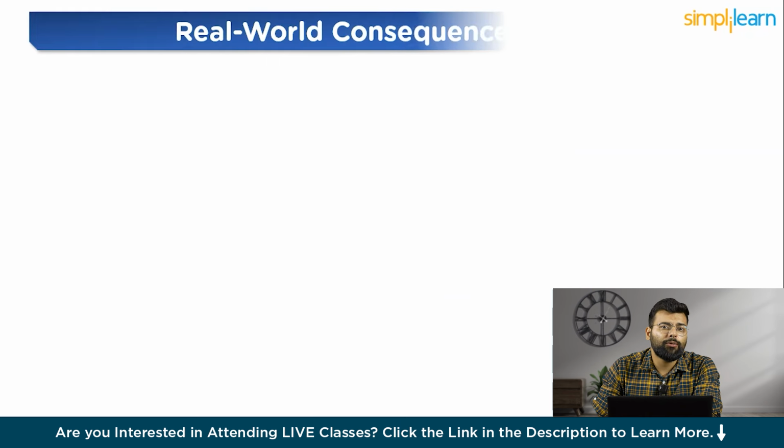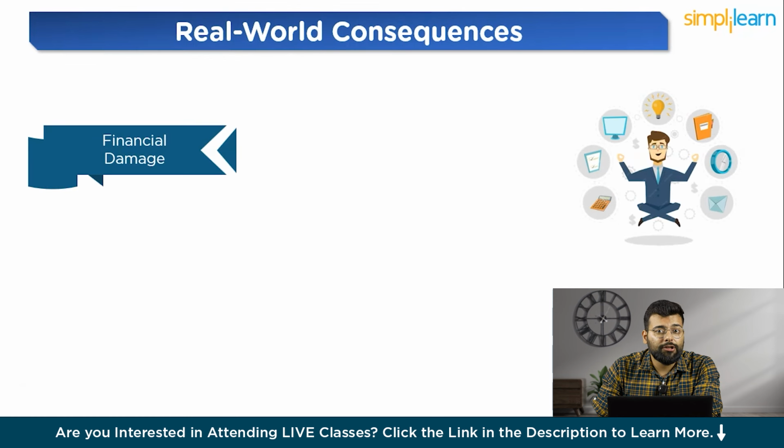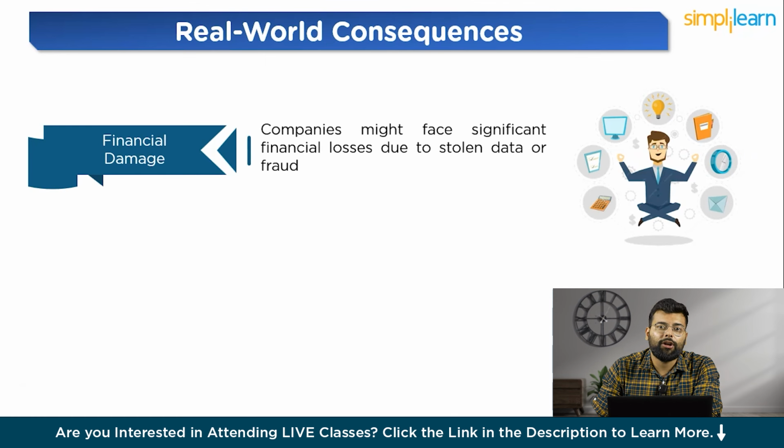Now we'll see the real-world consequences and examples of major XSS attacks. So the number one consequence is financial damage. Companies might face significant financial losses due to stolen data or fraud, along with costs related to securing the breach and potential fines for data protection failures.